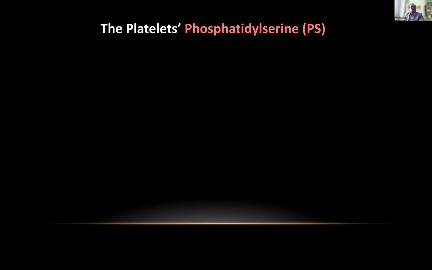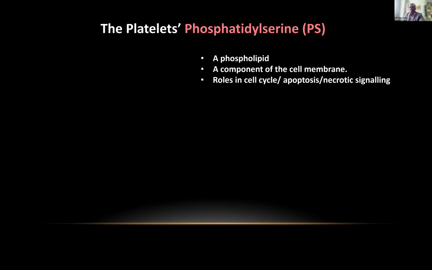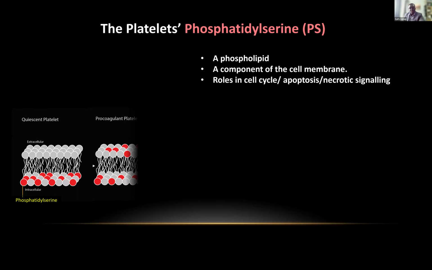But during the course of this talk, I will be referring to platelet phosphatidylserine a lot. So for the purpose of trainees that are listening, this is a phospholipid, a component of the cell membrane. In the literature, it is said to be involved in necrotic signaling and other roles, but it does a lot more. Now, in the resting platelet, the inner leaflet is made up of phosphatidylserine. This is a negatively charged membrane. And once the platelet becomes activated, it flips this inner leaflet outwards. So now we have a negatively charged membrane exposed on the platelet membrane.